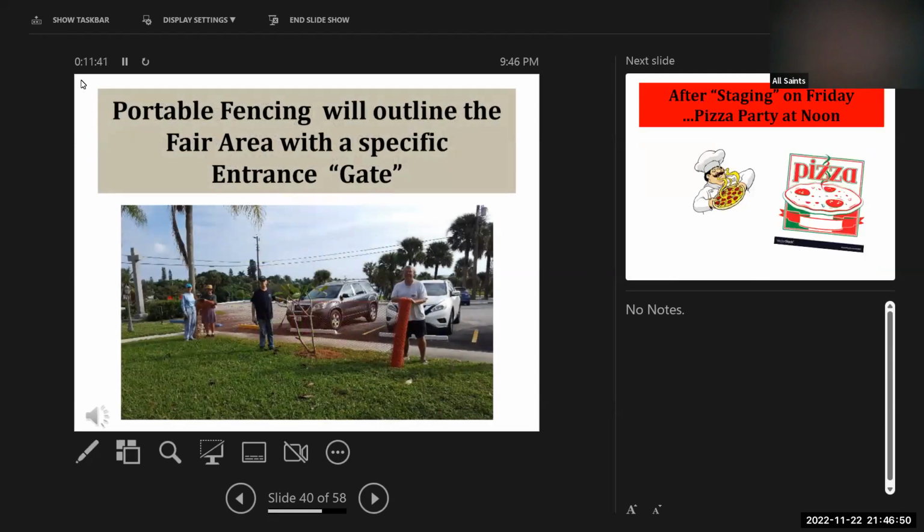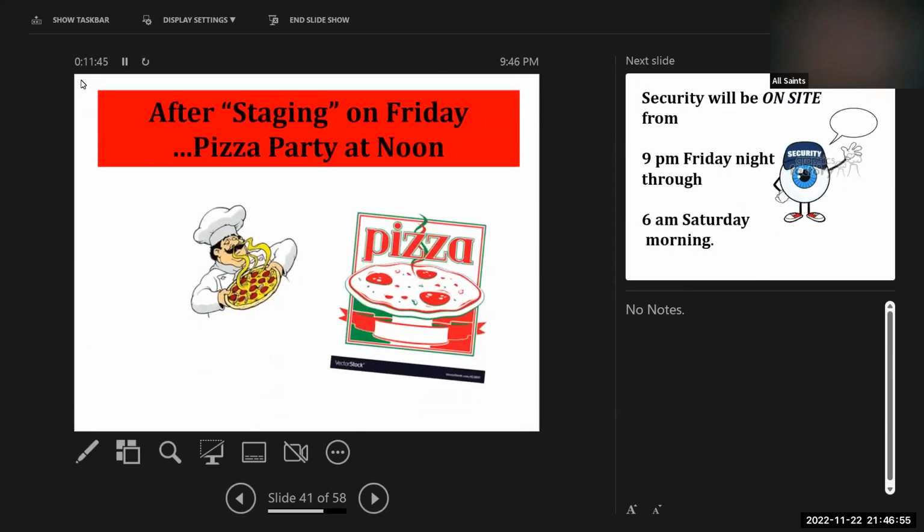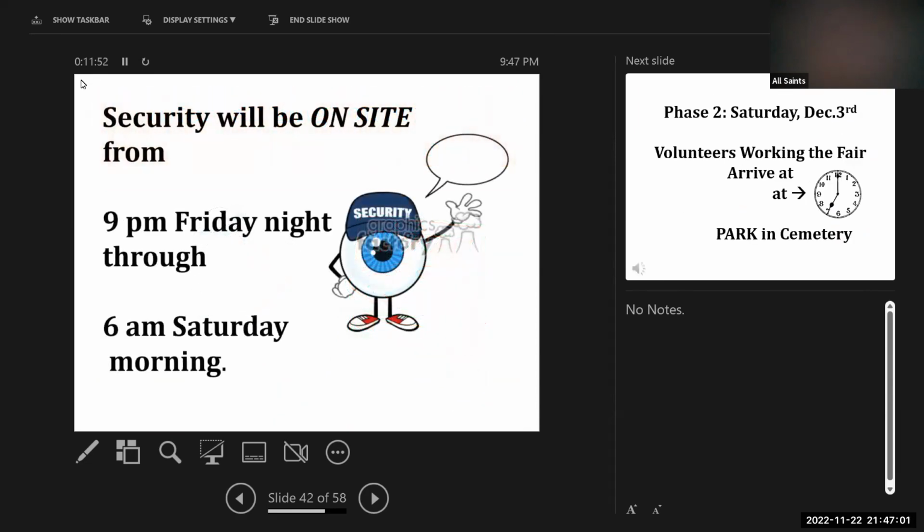And here you can kind of see the orange fencing. They're unrolling it. And again, after staging on Friday, there'll be a pizza party for us. And from 9 o'clock Friday night to 6 o'clock in the morning Saturday, we'll have security, correct? Okay.